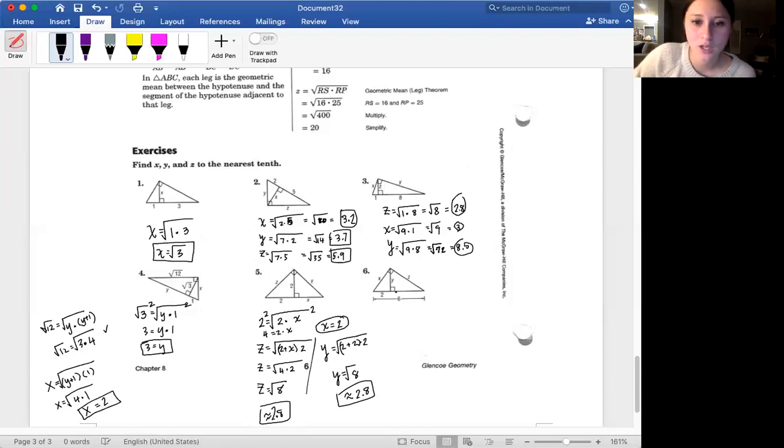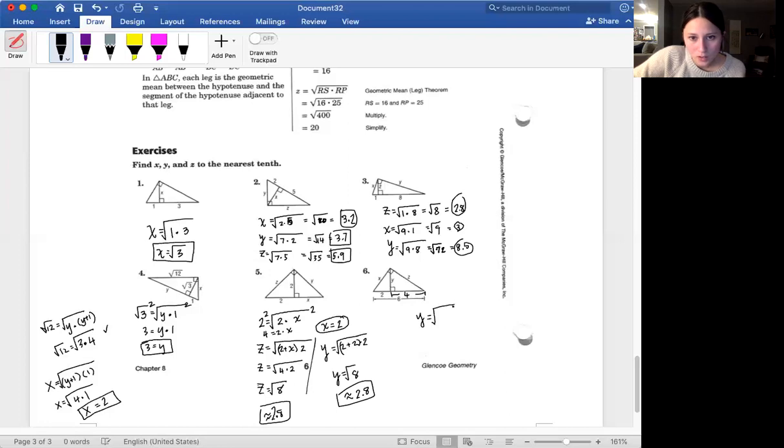Okay, last one here. This time they gave you the entire length, but we don't have this part, right? We need that part to solve for y. So how could we find that? Well, this part is 2. What would this part be to make 6? Well, that would be 4, right? So now why don't you guys try number 6, see if you can work that out. Pause it and see. I'm going to work it out over here.